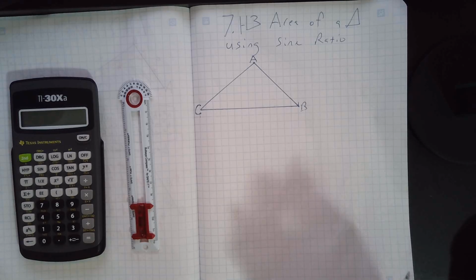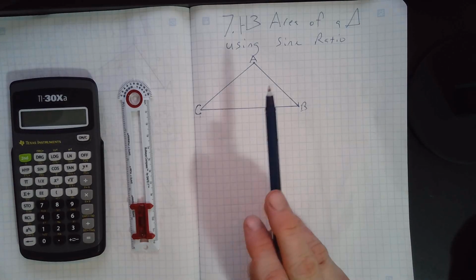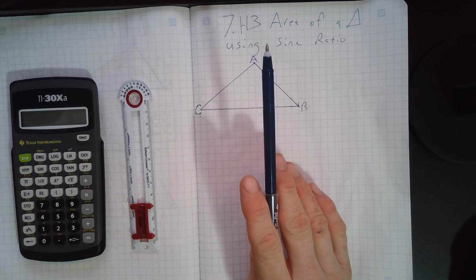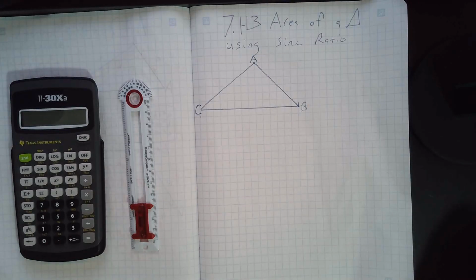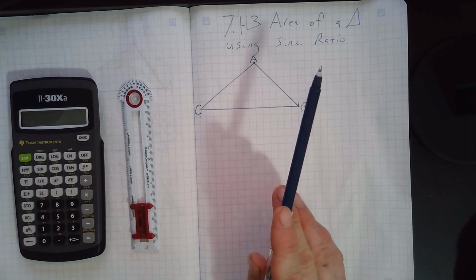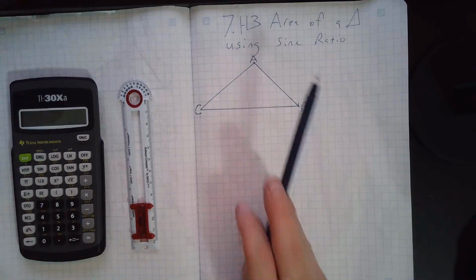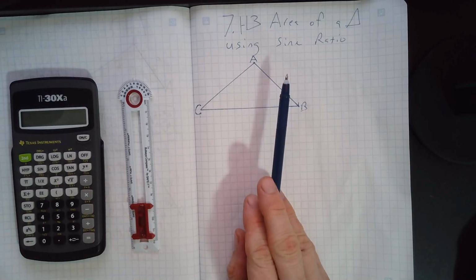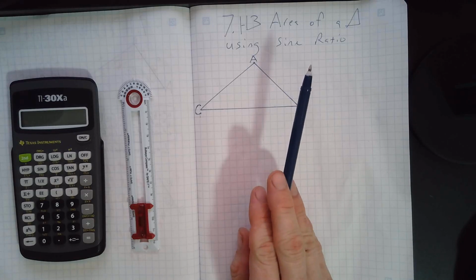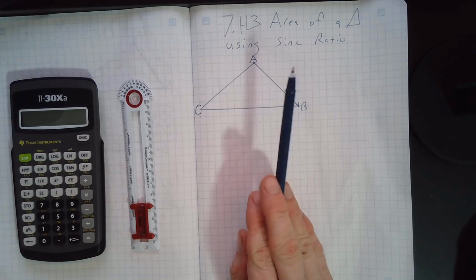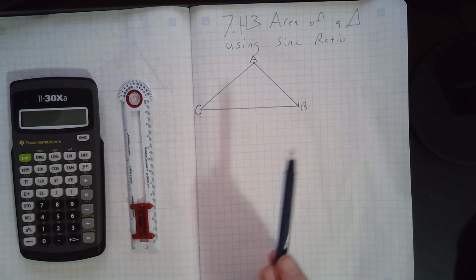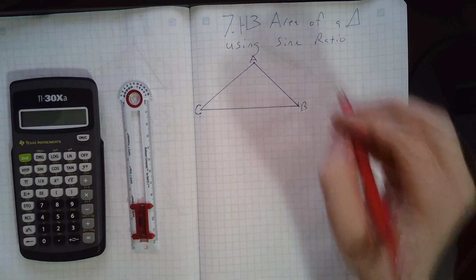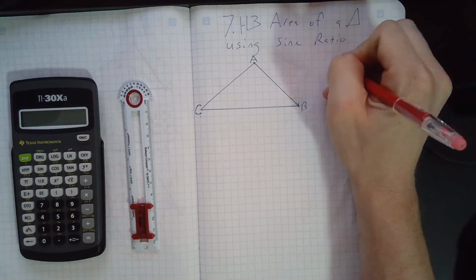Okay, the final section from Unit 7 is Unit 7, Section H3. It's Honors 3. It's going to be finding the area of a triangle using a sine ratio. And at the end of this section, you should be able to find the area of a triangle using the sine ratio.